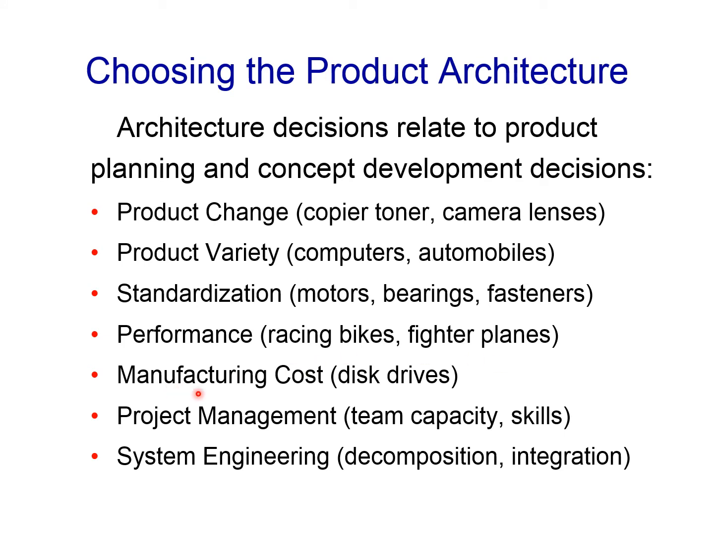Manufacturing cost is another issue to consider when choosing between integrated and modular architectures. If I have a single product to produce, I want to choose an integral architecture to reduce production costs. If I have a family of products to produce, I want to choose a more modular design to reduce cost for the whole product line.